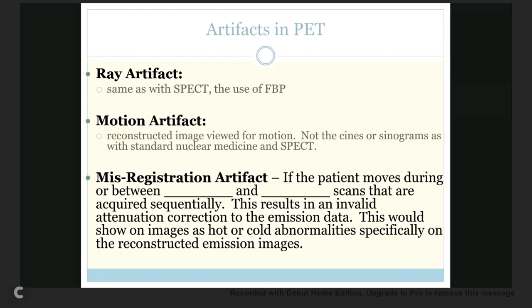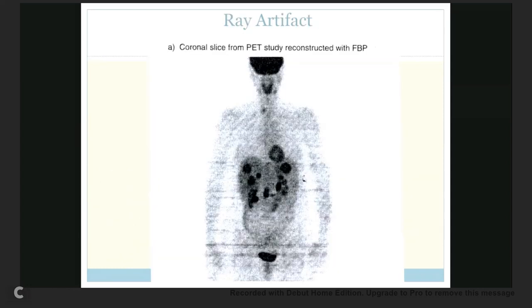All right. So this is what your ray artifact would look like. Okay. This is a coronal slice, and it's reconstructed with filtered back projection. Okay.